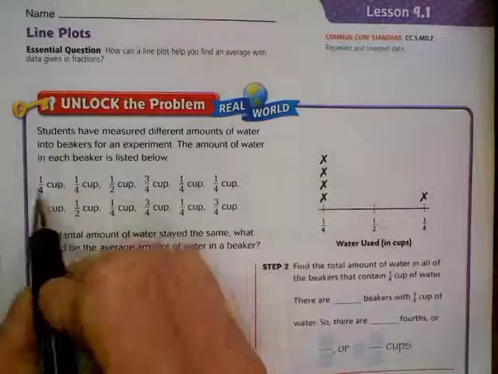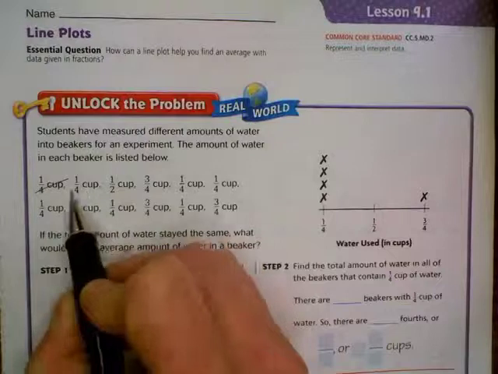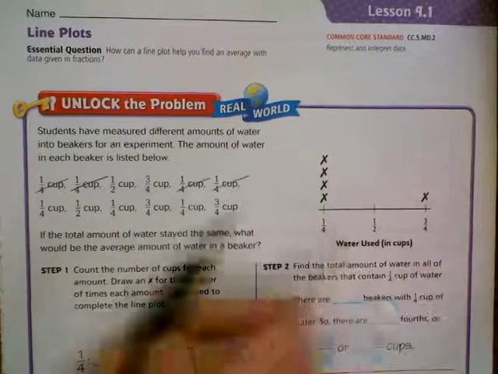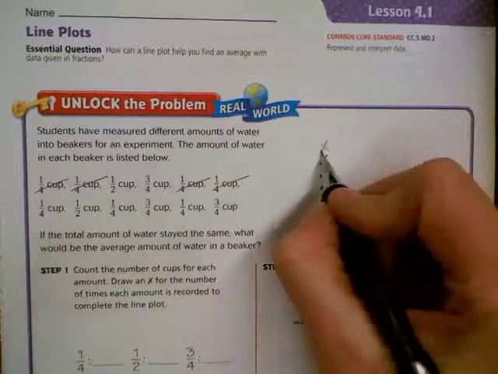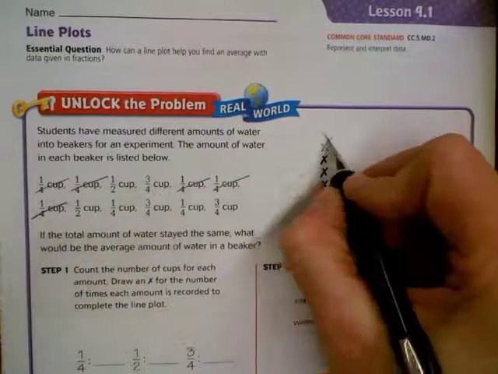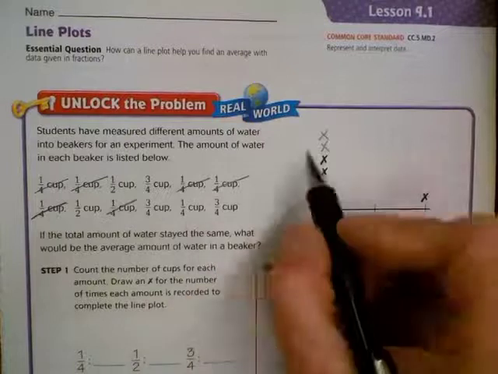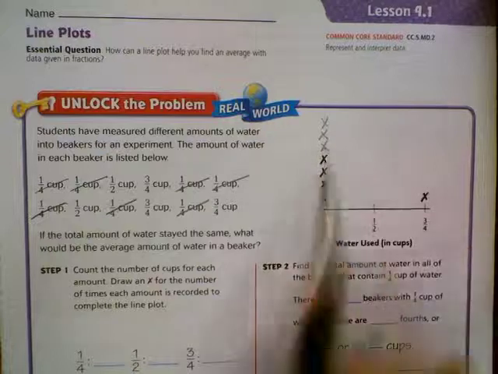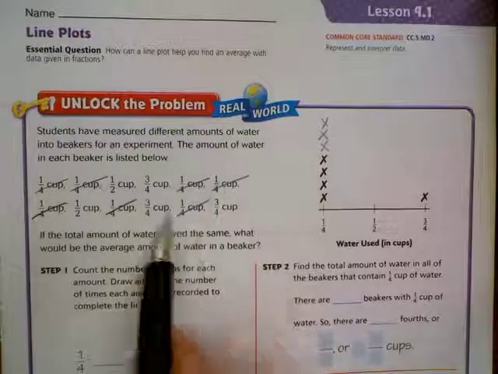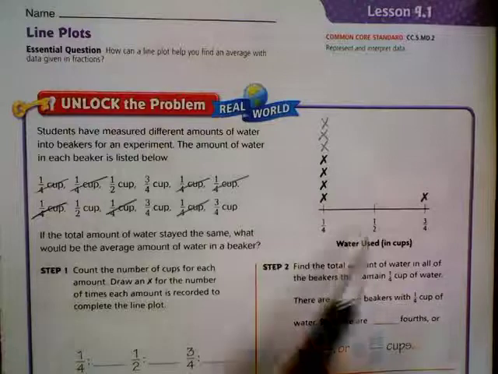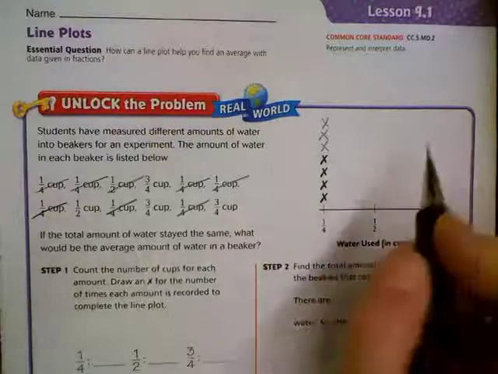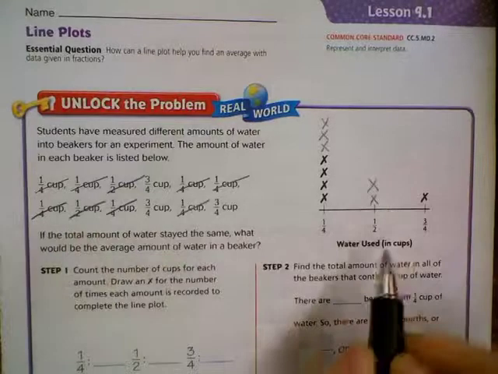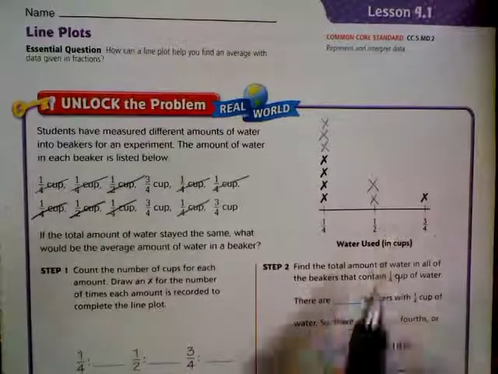So far we have 1/4 cup. This is our 2nd quarter cup, our 3rd quarter cup, our 4th quarter cup. We have another quarter cup, another, and our last quarter cup. So there are a total of 1, 2, 3, 4, 5, 6, 7 quarter cups. For our half cups, we have 1 in the top row, we put an X down, 1 in the bottom row, we put an X down. So we have a total of 2 half cups.